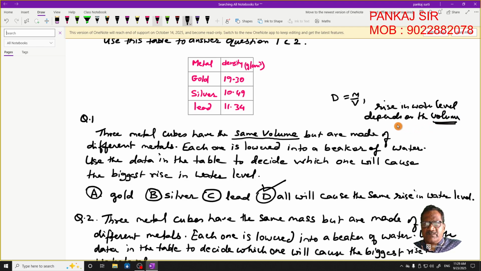So more the volume, more will be the rise in the water level in the beaker. Less the volume, less will be the rise in the water level in the beaker. So everything regarding this rise in the water level will depend upon the volume. And since he is saying that all the 3 metal cubes are having the same volume, therefore the rise in the water level will be same for all the 3 cubes. Okay, and that is why the option will be all will cause the same rise in the water level. That was question number 1. Question number 2.